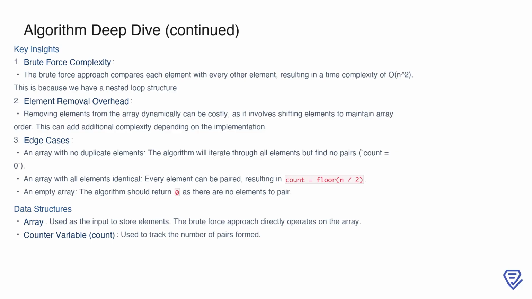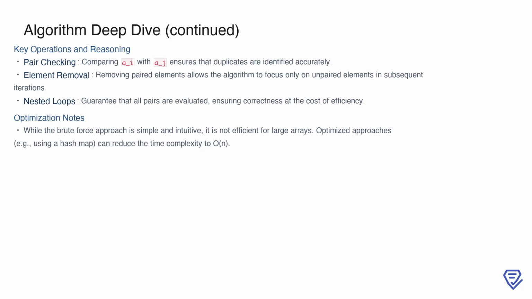The data structures used in this approach include the input array, which stores the elements to be paired, and the count variable, which tracks the number of pairs formed. The key operations in this algorithm include pair checking, element removal, and iterating through the array with nested loops. Pair checking ensures that duplicates are identified accurately by comparing each element to every other element. Removing paired elements allows the algorithm to focus only on the remaining unpaired elements, simplifying subsequent iterations. The nested loops, while ensuring correctness by evaluating all possible pairs, come at the cost of efficiency.